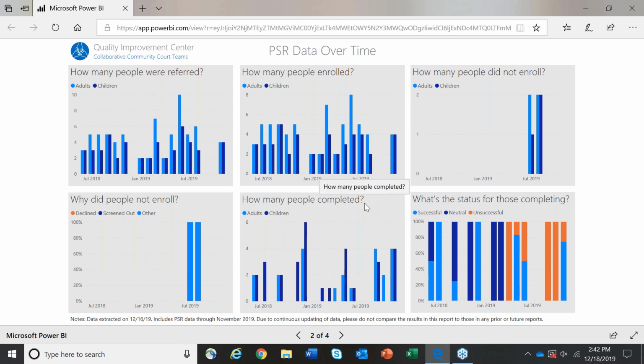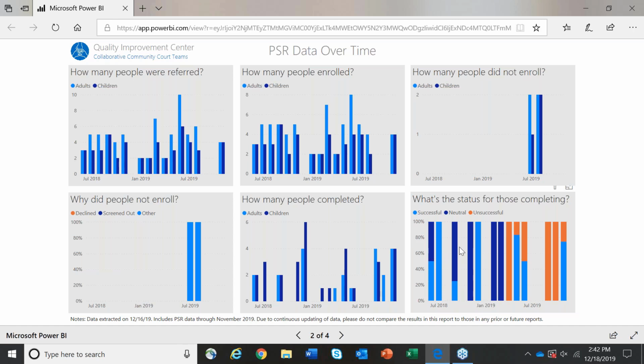This middle one shows the adult and child completions by month since you started reporting. And so again, you may see a lot of gaps in here, but that simply represents the flow of how people are going through your program. And then this shows the status for those completing. So this is, again, percentages. It's adults and children combined.